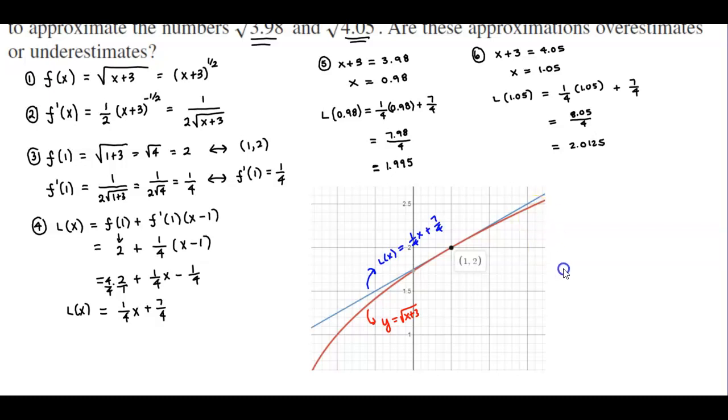And then, of course, our calculator could give us approximations for the square root of 3.98 and the square root of 4.05, but the linear approximation gives an approximation over an entire interval.